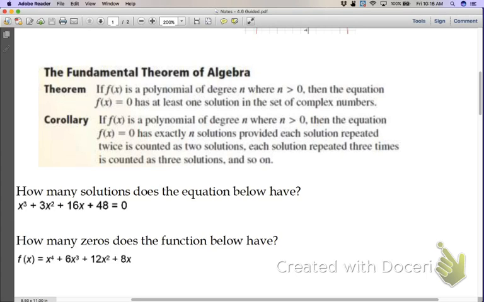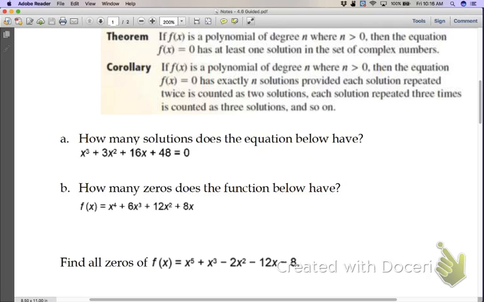From here it says how many solutions does the below value have? If it's x to the third plus 3x squared plus 16x plus 48, how many zeros or how many solutions do you have? What's the highest power? 3. So how many solutions do you have? 3. What about on B? 4.